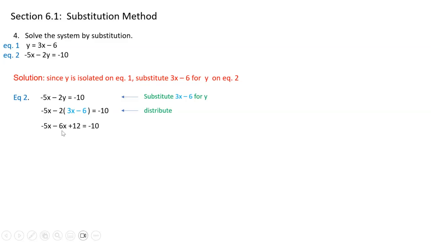So my first step here, I'm going to combine terms, right? So the negative 5x minus the 6x are like terms, so we can combine them. So it's going to give us negative 11x plus 12 equals to negative 10.